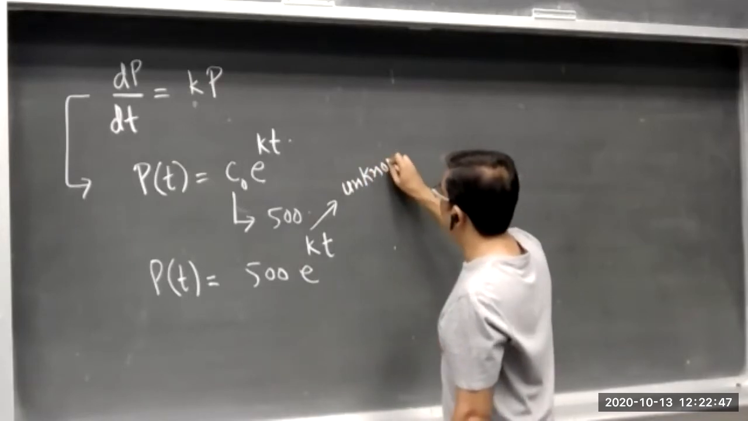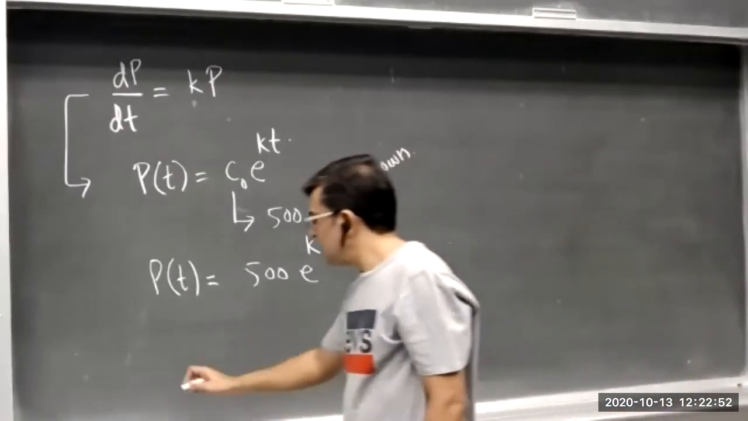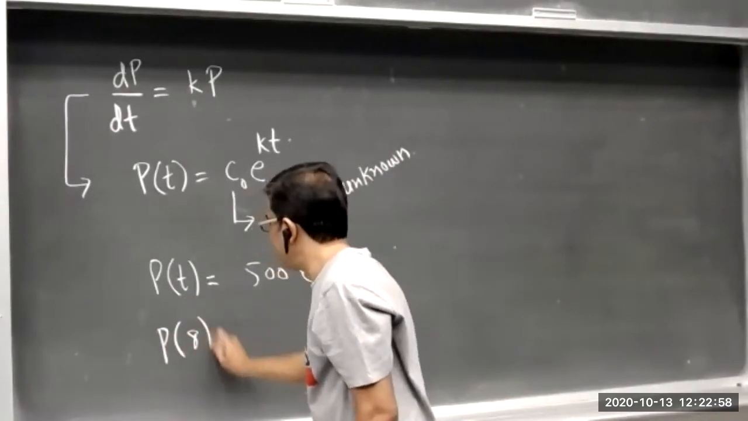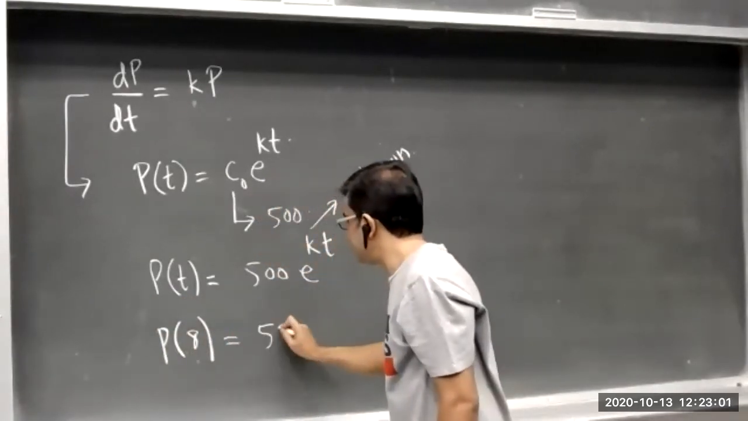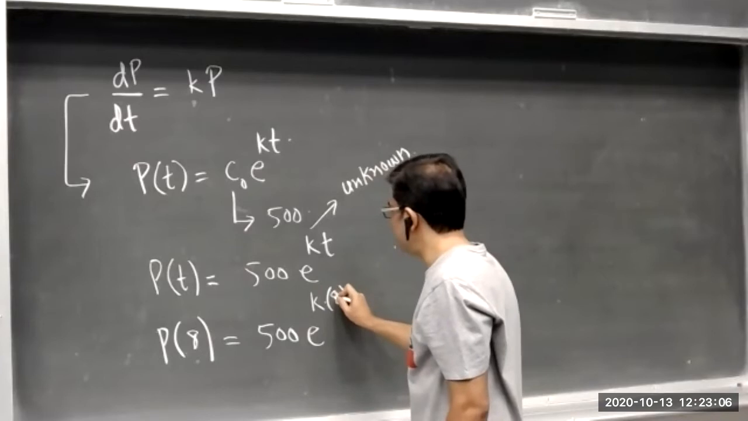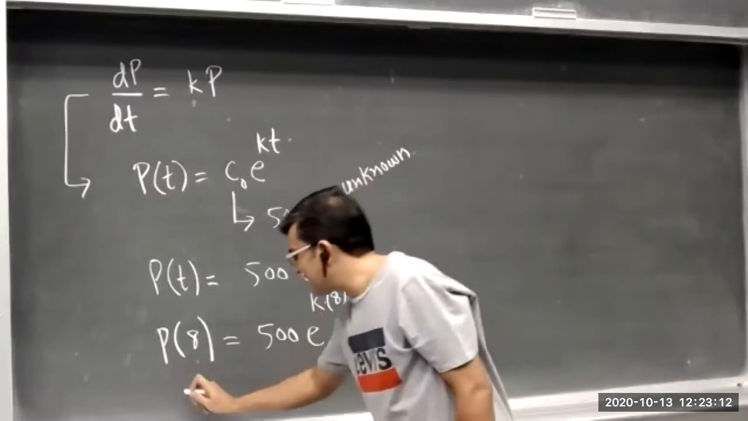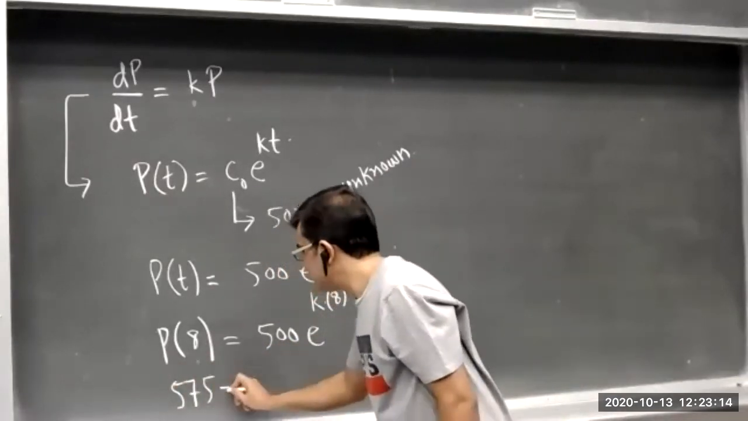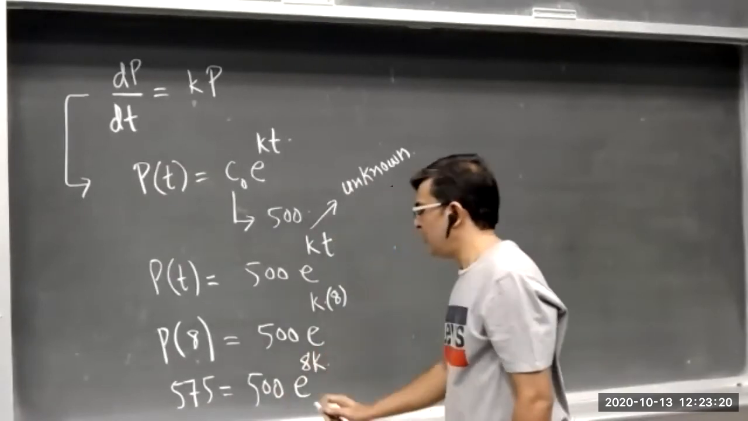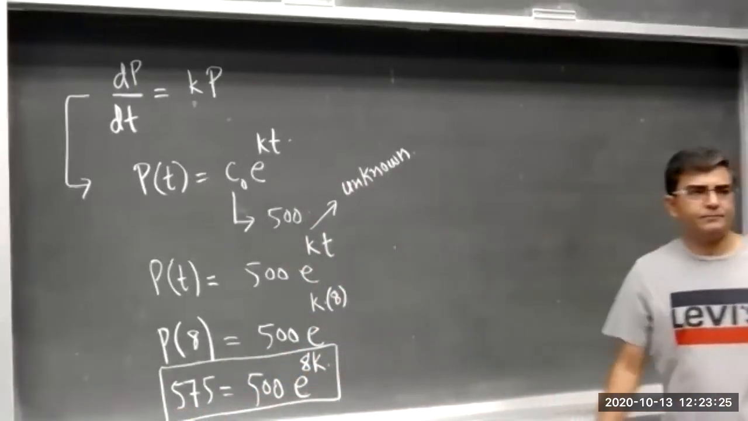We need to compute k first. Now, after 8 hours, we know the population: it is 575. If we insert it here, P at 8 is 500 times e raised to the power k times 8, because the time is 8 hours. We know P at 8, so 575 is equal to 500 times e raised to the power 8k. Now, in this equation only k is unknown. We can compute k from here.